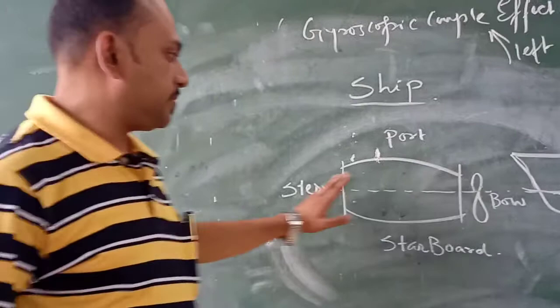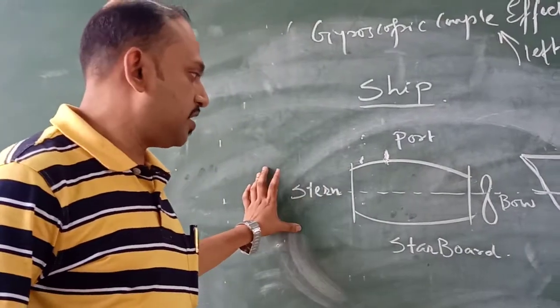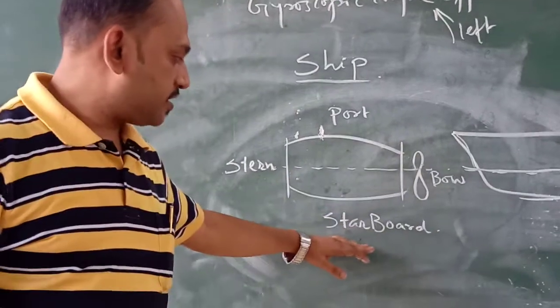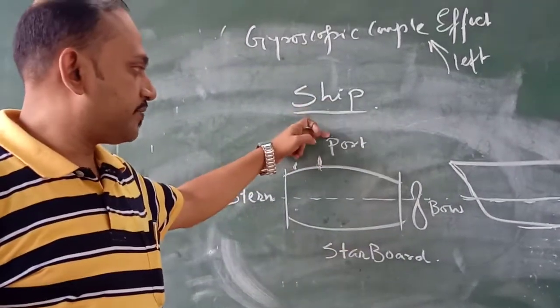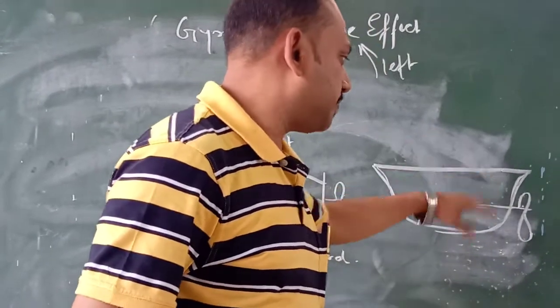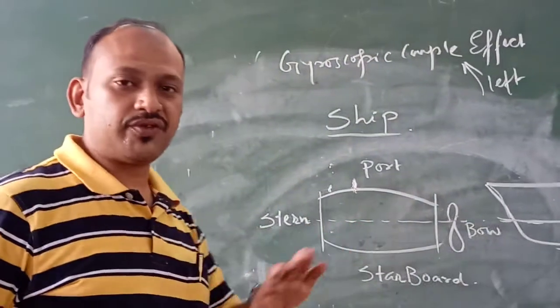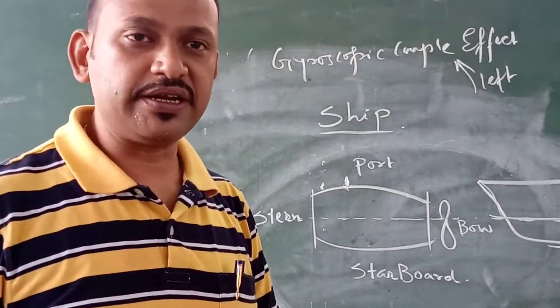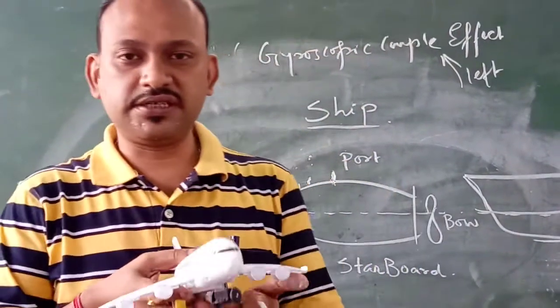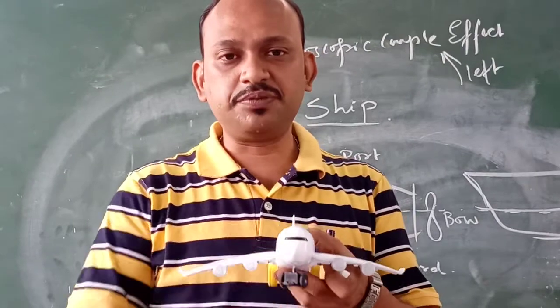This end of the ship, the back end of the ship, is called stern, the front end of the ship is called bow, the right side is called starboard, and the left side is called port. So you can see this is the side view of a ship. So in a ship there are three types of movement occurring simultaneously. What are those? If you take for example this is a ship, then there are three types of movement.